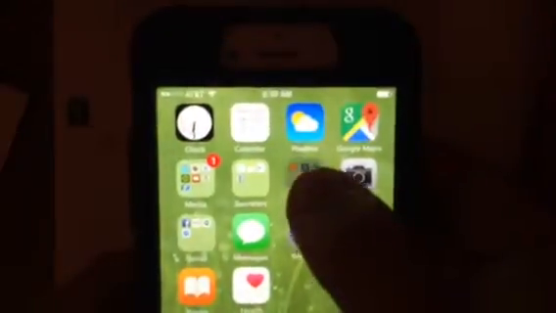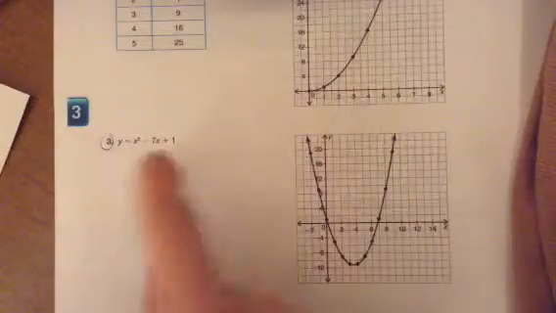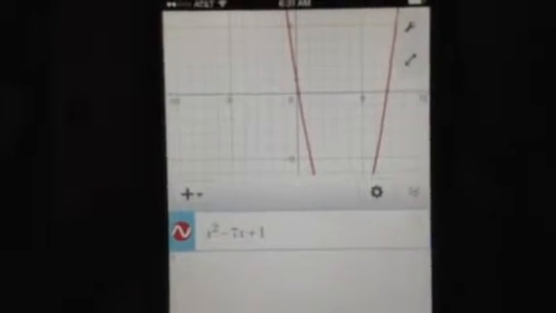So I don't know if I can get you to see this. Let me see, here we go. So Desmos, right here on my phone, this is the Desmos app. So I can put this function right here into my graphing calculator. So x squared minus 7x plus 1. And now I'm going to look at the graph and see if it matches up.